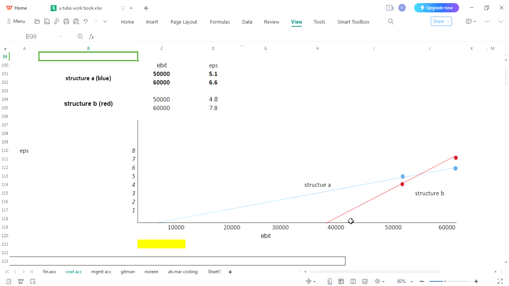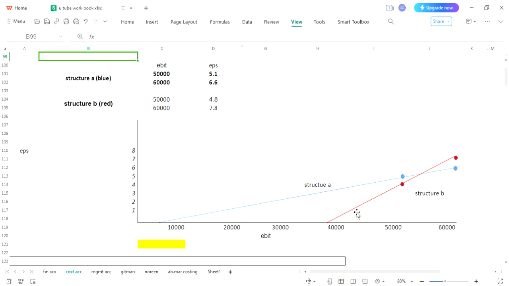Over here you can see at this point at 40,000, red line is far less than that of blue line. Before crossing we can see that structure A is better, and after crossing you can see that structure B is far better because EPS has been improved. So this is what we can conclude, that before crossing structure A is better because its EPS is better. Please understand what I have said.